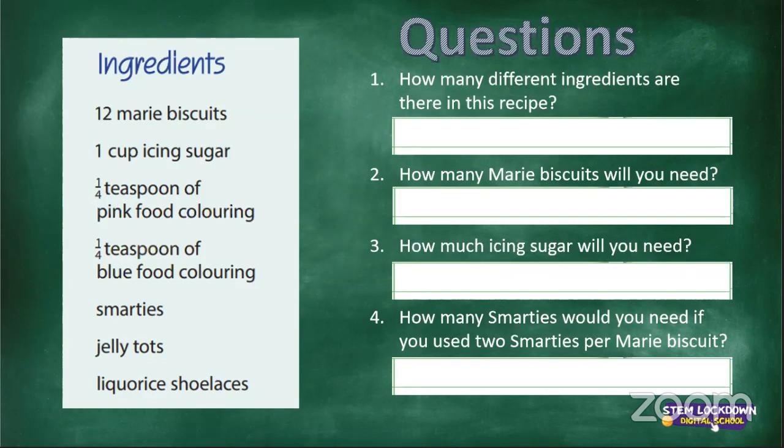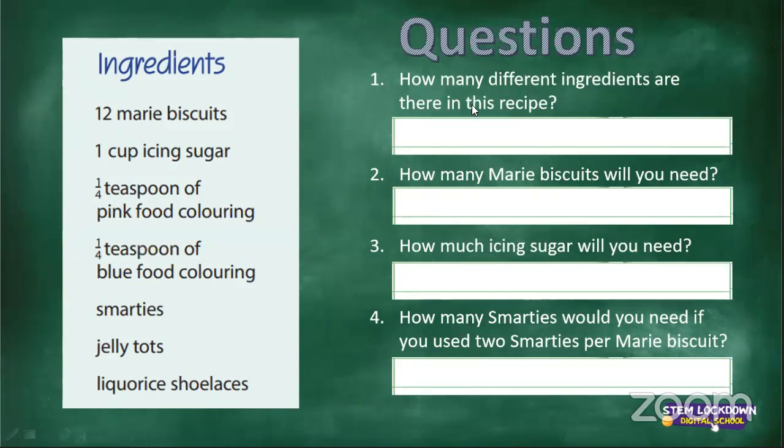So before we answer, let's read the ingredients again, because all these questions are about the ingredients. 12 Mari biscuits, 1 cup icing sugar, a 1/4 teaspoon of pink food coloring, a 1/4 teaspoon of blue food coloring, Smarties, jelly tots, licorice shoelaces. All right, so now you can start answering.